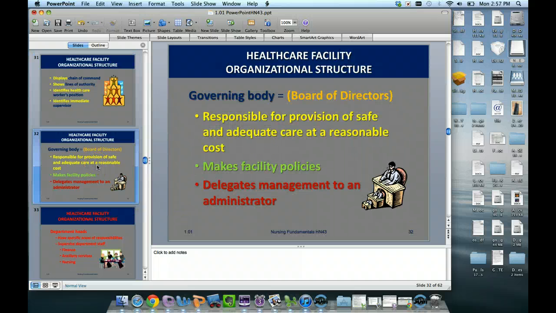So the governing body happens to be the board of directors, and they're responsible for the provision of safe and adequate care at a reasonable cost. They also make facility policies, and they delegate the management of the hospital to an administrator. Those of you who are thinking about Durham Regional, that would happen to be Carrie Watson currently, who is the president of Durham Regional Hospital.